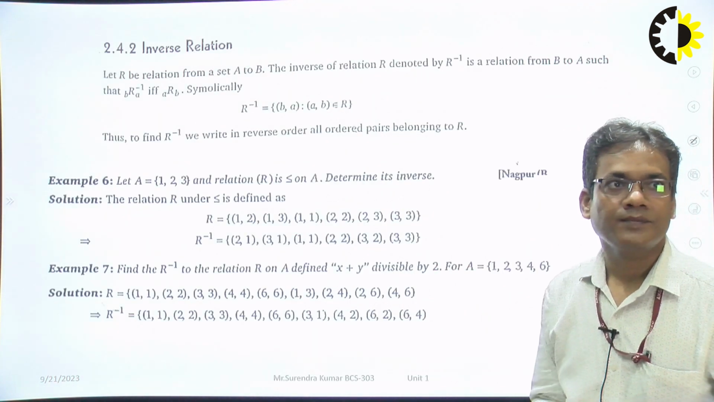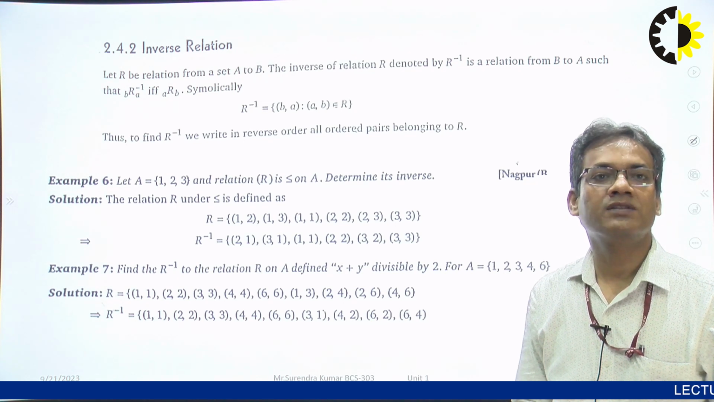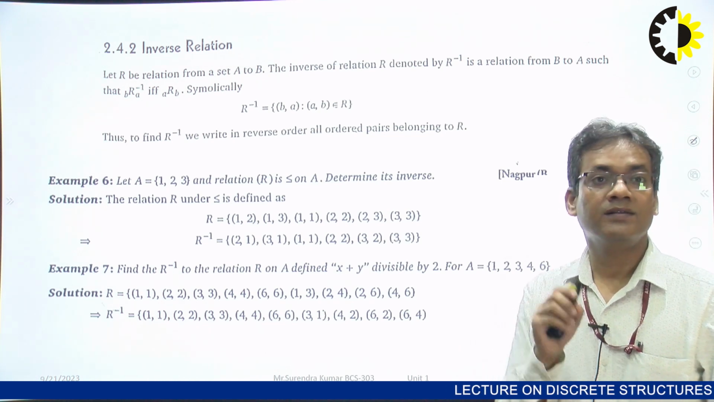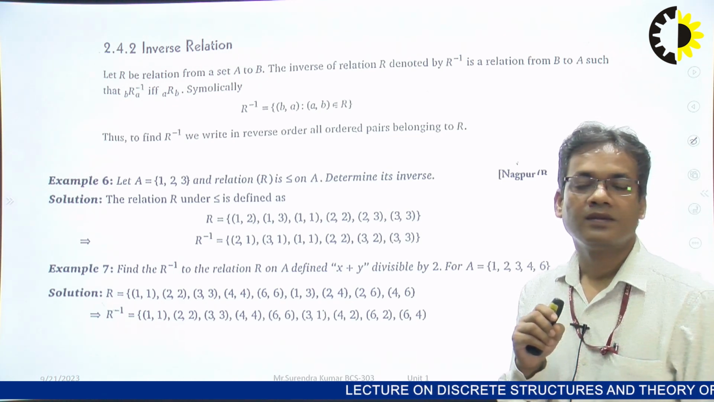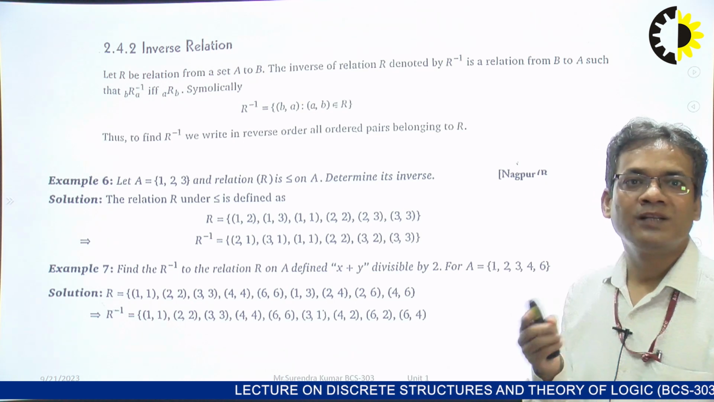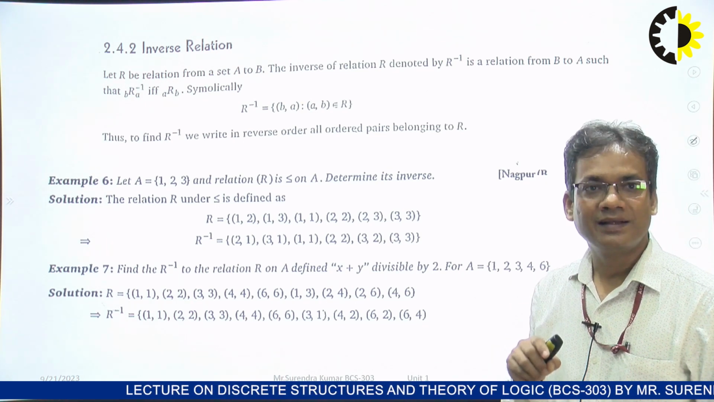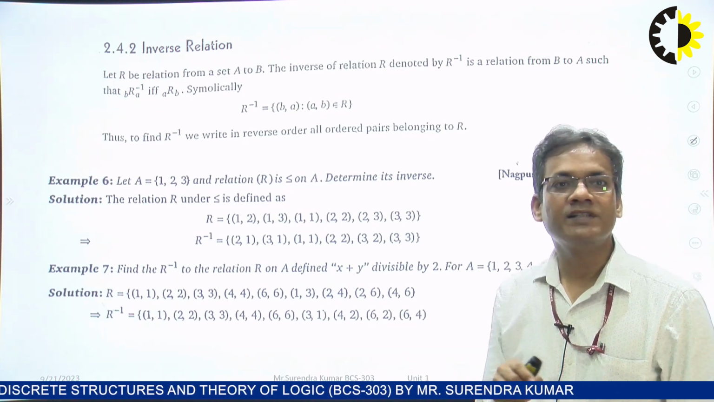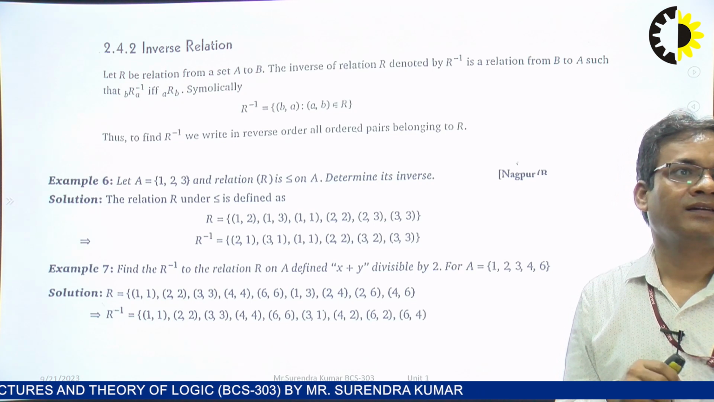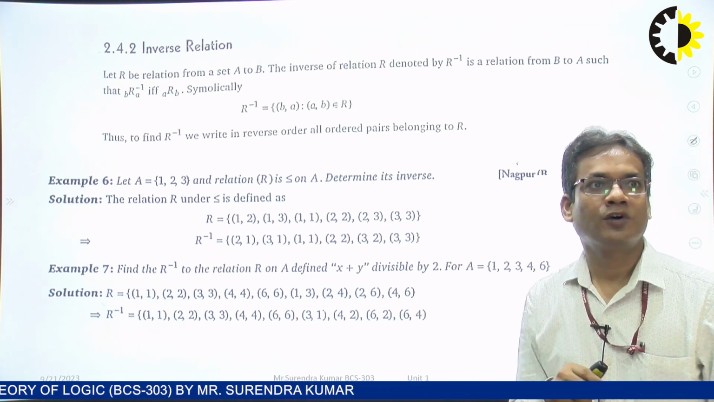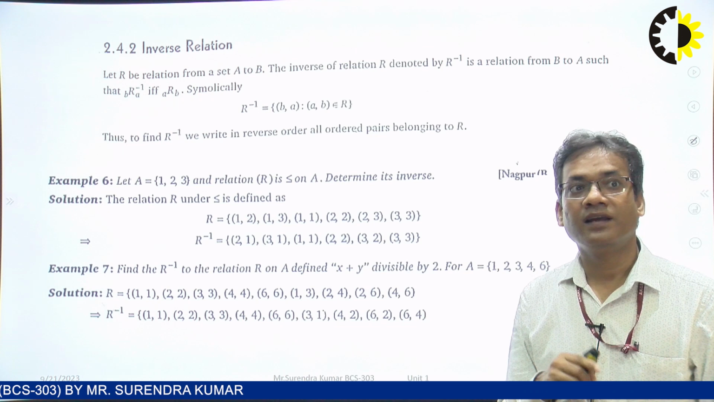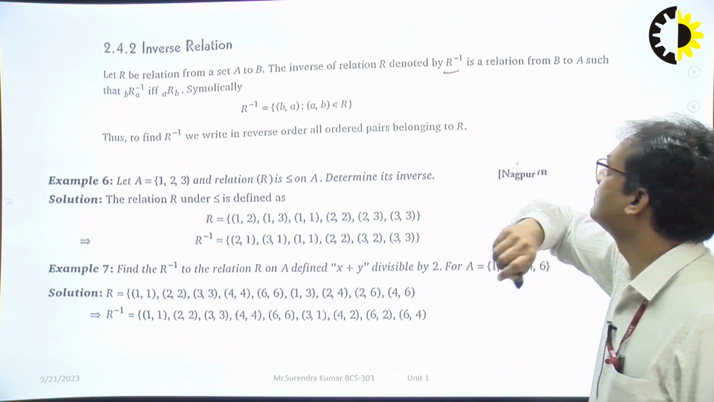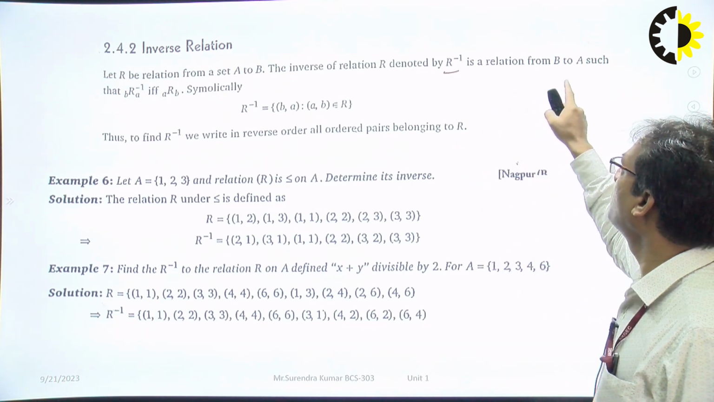Now if we talk about the inverse of a relation, there was a complement of a relation in the previous slide. Complement means those elements which are not in the relation but are in the Cartesian product. Here the inverse is defined as follows: let R be a relation from set A to B. Then the inverse of the relation R, denoted by R inverse, is the relation from B to A.